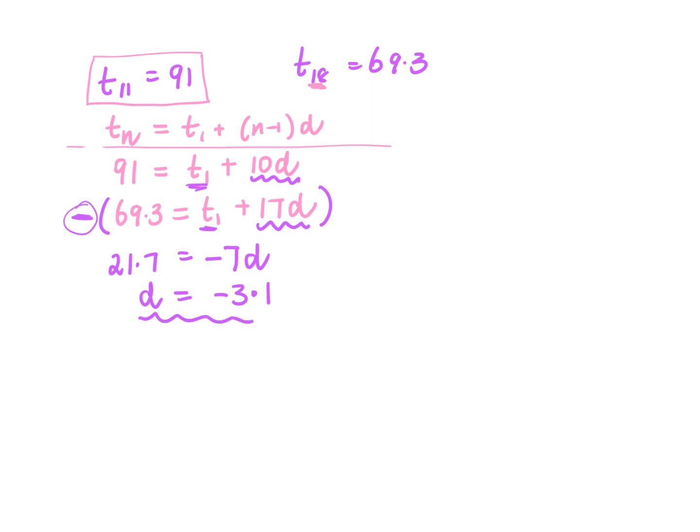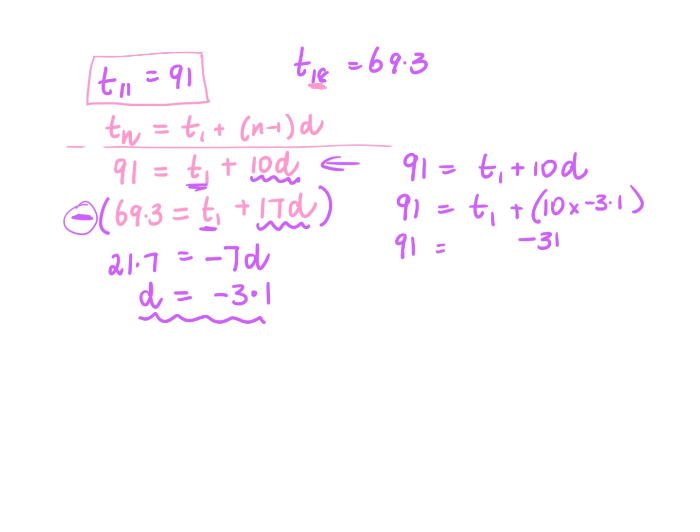Now, I need to still find term 1, and I know that 91 equals term 1 plus 10D. That's just that equation there. I know what D is. 91 equals term 1 plus 10 lots of negative 3.1. 10 times negative 3.1 equals negative 31. 91 equals term 1 minus 31. What am I going to do now? Add 31 to both sides. And we'll get that term 1 is equal to 122, like we did before.